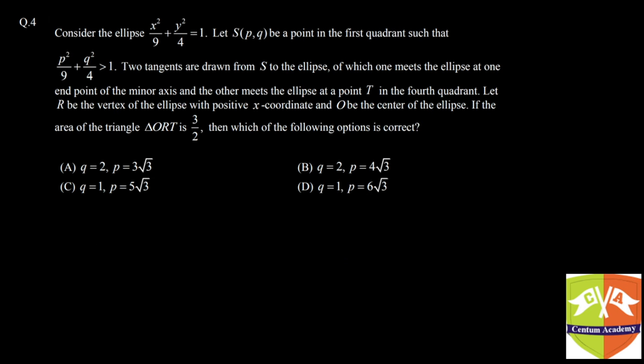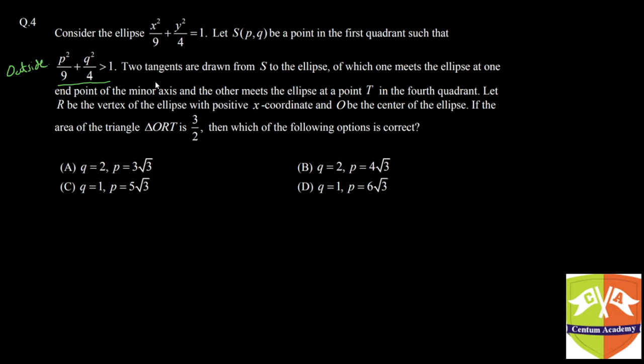All right. Next is a question on the ellipse, and it states: consider the ellipse x square by 9 plus y square by 4 equals 1, and let p, comma q be a point in the first quadrant such that p square by 9 plus q square by 4 is greater than 1. This simply means that the point p, comma q lies outside the ellipse.